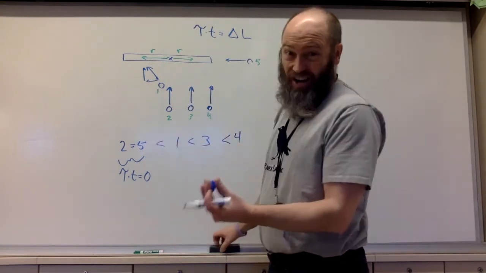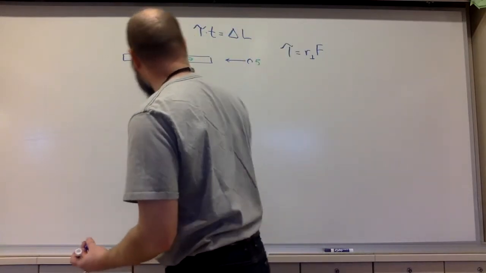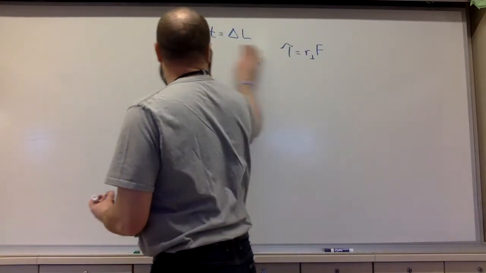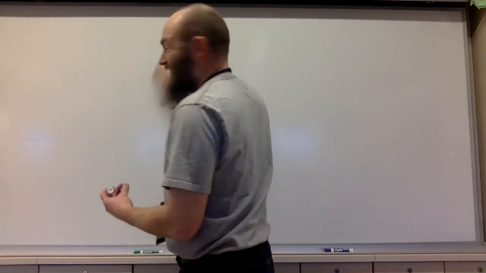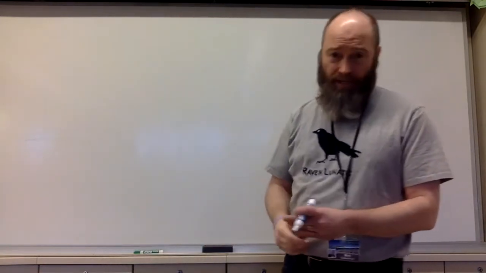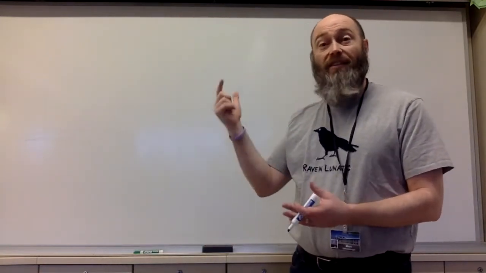So let's talk a little bit more about that. First of all, an object moving in a straight line could have angular momentum depending on the axis of rotation.